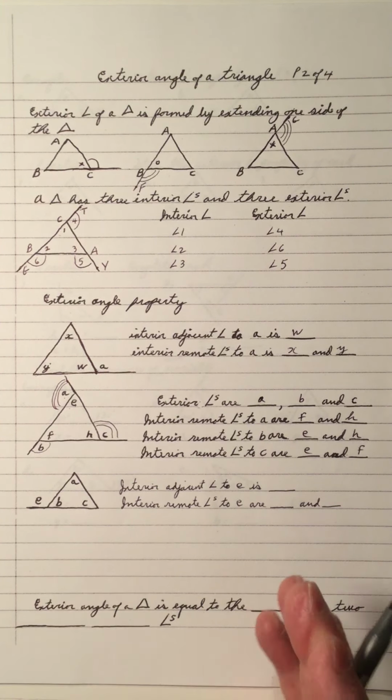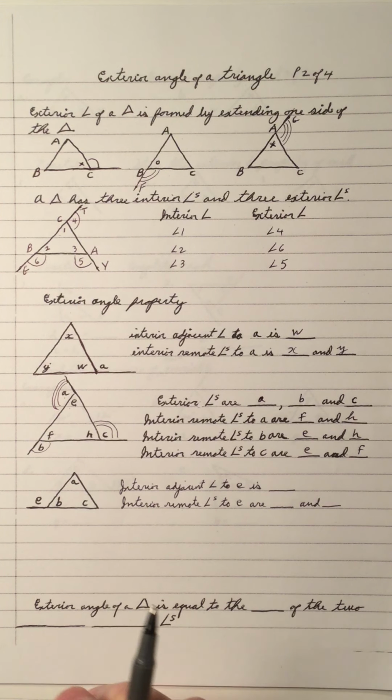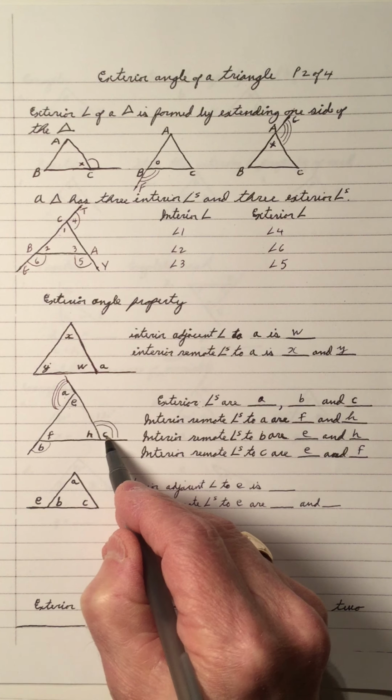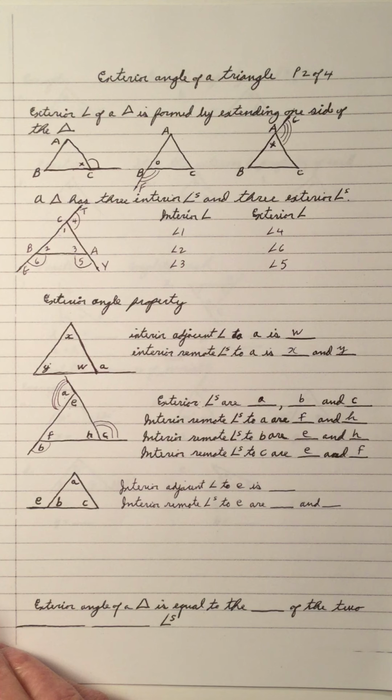So easy, in a sense, is you can pick it out by doing what I'm doing and say, well, if that's an exterior angle, which one is adjacent to it? That one. So the other two must be the remote angles.